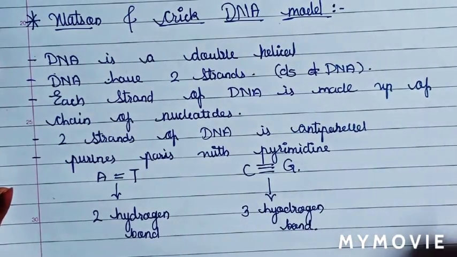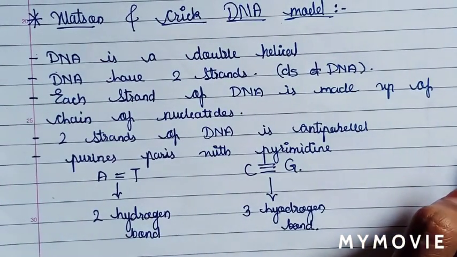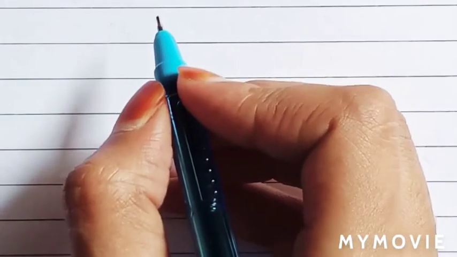Now we will see the structure of DNA proposed by Watson and Crick. Before that we have to see how nucleotides are joined to form a long chain of polynucleotides to make a DNA. First of all, to understand the structure of the Watson and Crick DNA model, we have to understand how these nucleotides get attached to each other. So we will draw here the structure of a nucleotide.